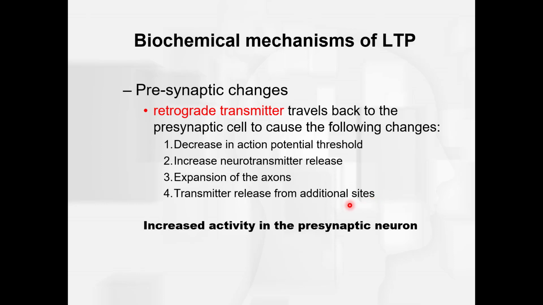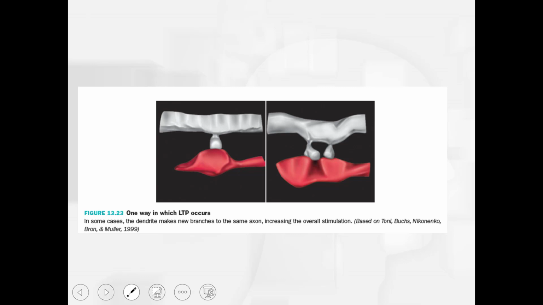Again, overall, the idea is that we have increased activity in the postsynaptic neuron. And this is just showing you an example of how you could potentially see changes. The three-dimensional idea here is presynaptically, postsynaptically, and now your synapse is split into two, which again is called bifurcation.